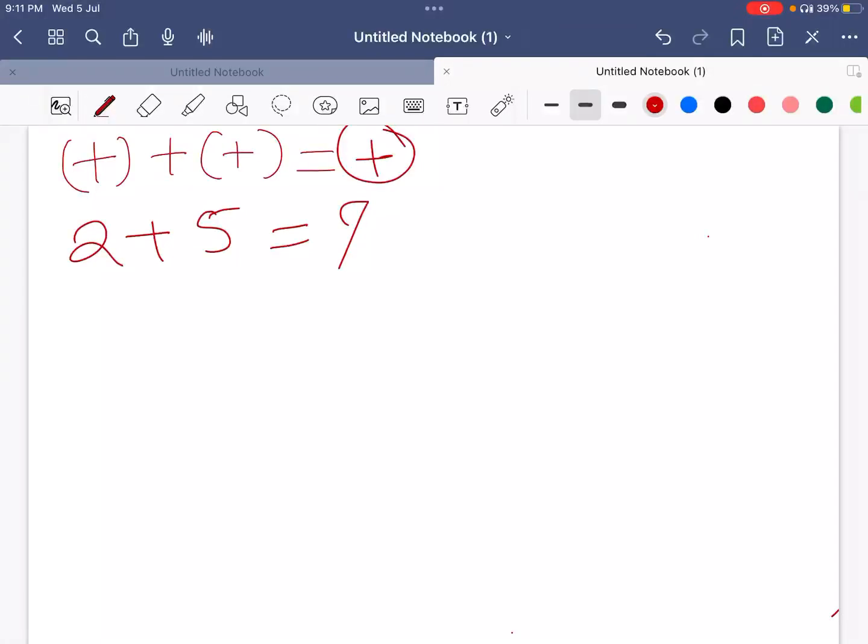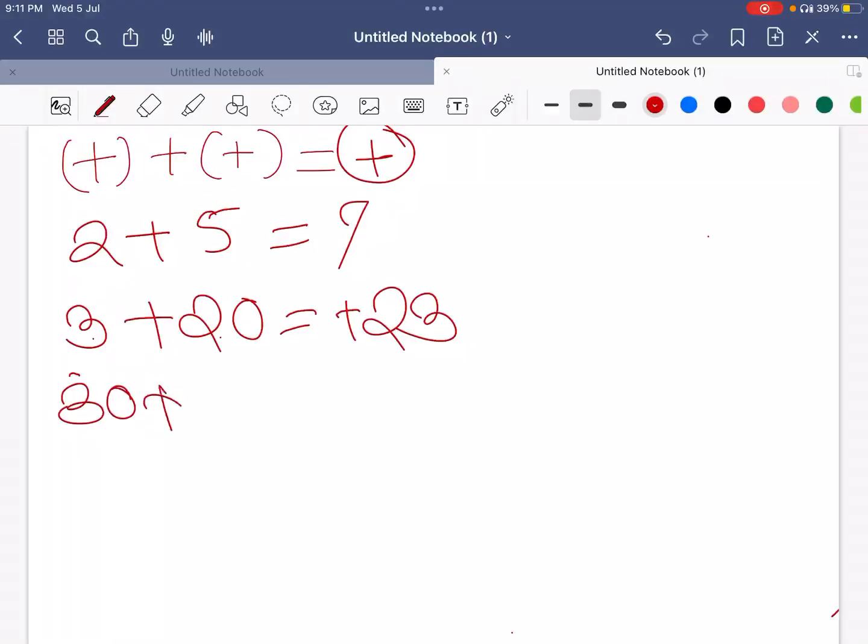Next, similarly, just take the example 3 plus 20. Both are positive, so simply add these two numbers. See, here is positive, here is positive, so the answer is positive. So 20 plus 3, 23. Now 30 plus 13. This is a simple question. In that case also, both the numbers are positive. So 30 plus 13, 30, 40, and 43. So your answer is 43.